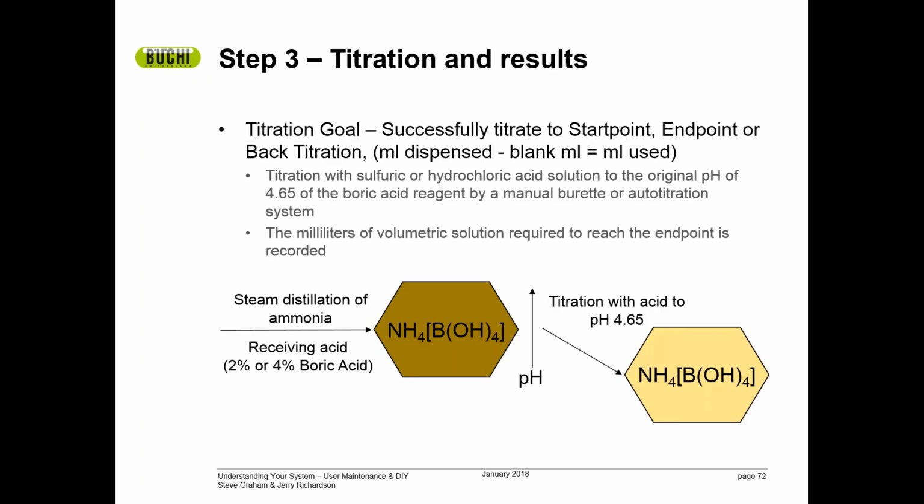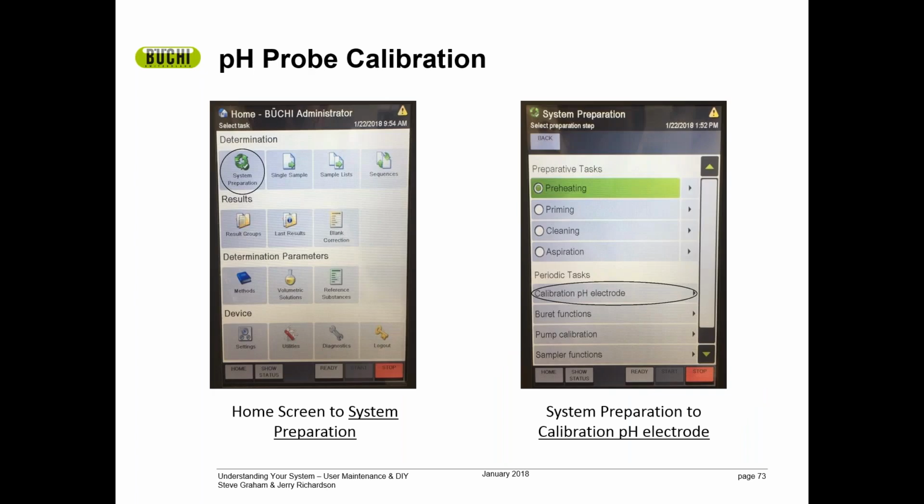Okay, so step 3 in this process is titration. We have distilled the sample. Now it's time to get some results from all of this. Basically, titration is after we have received the ammonia into the boric acid, that makes a compound called ammonium borate, which increases in pH, and then we're going to titrate that with a known concentration of sulfuric acid or hydrochloric acid to determine the actual results.